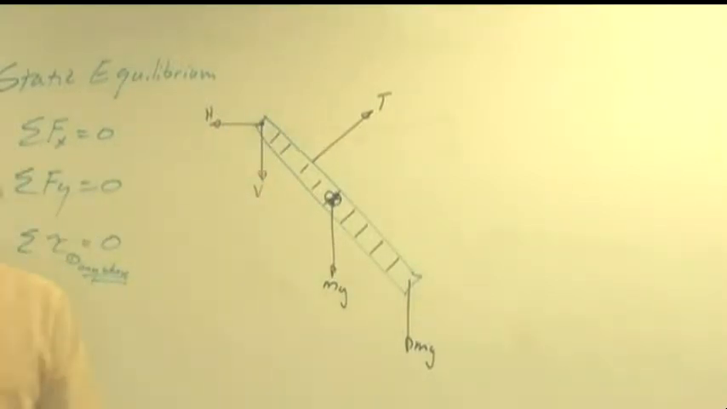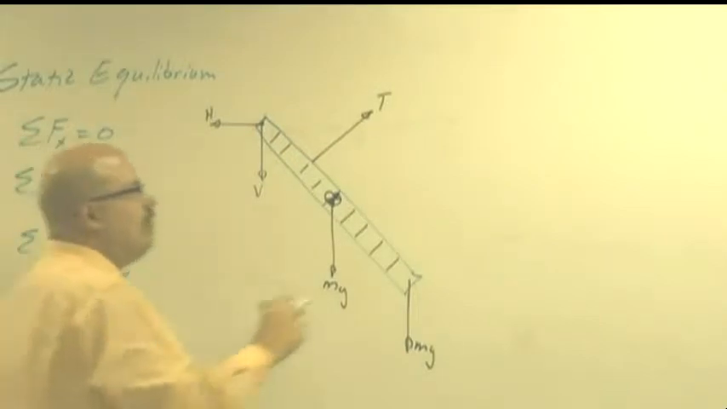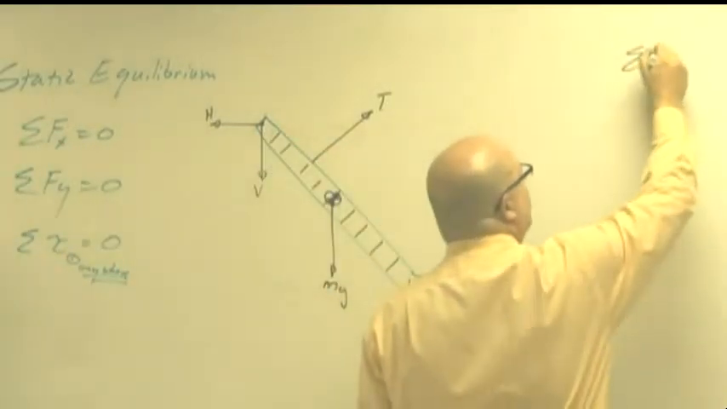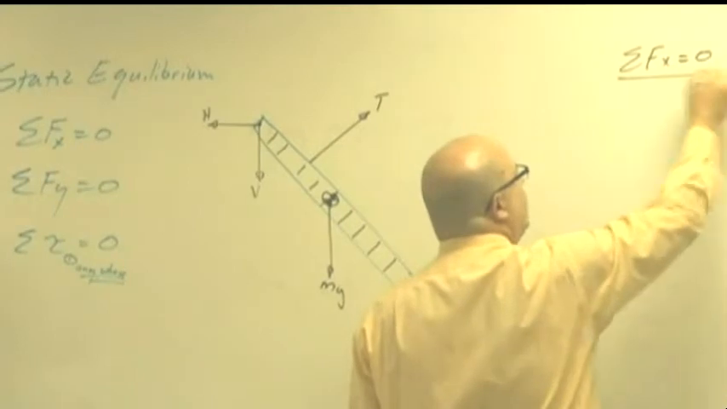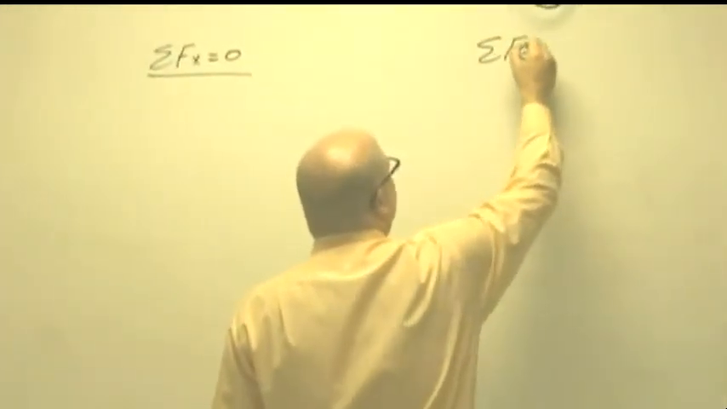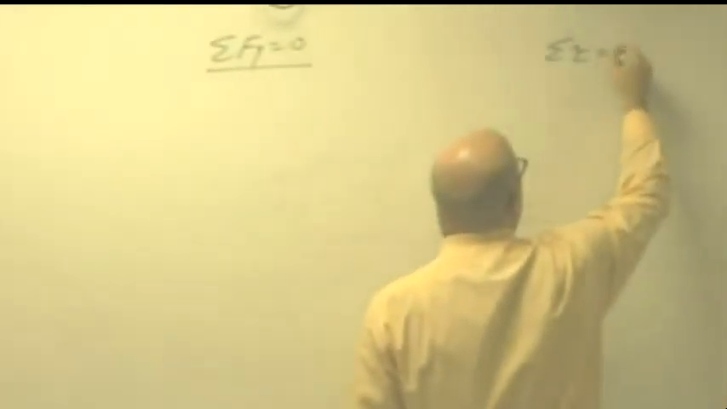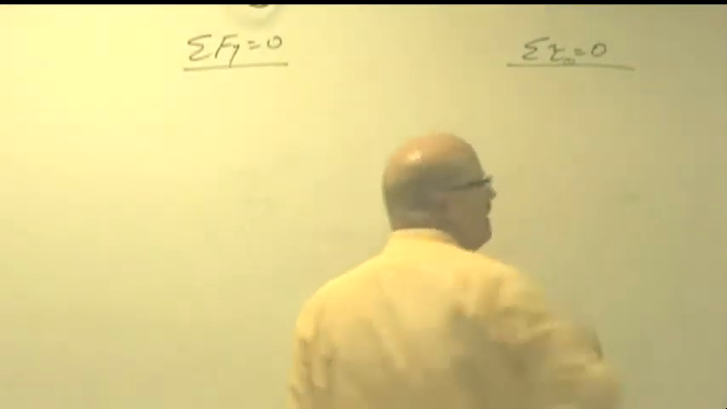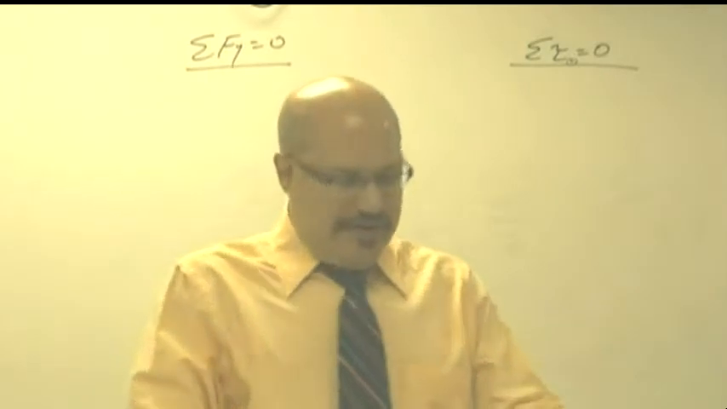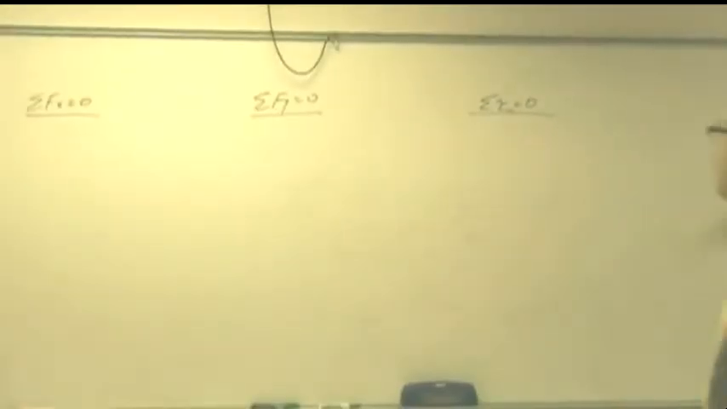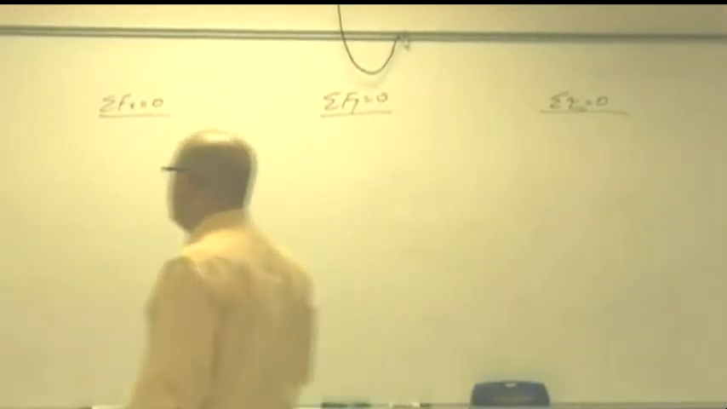So let's figure this out, okay? Let's write our three equations. The sum of the forces in the x equals 0. Write this one. The sum of the forces in the y equals 0. Write this one. And the sum of the torques equals 0. Write this one. And you need to pick a convenient and nice pivot point. It has to go left, otherwise it will fly off the wall.